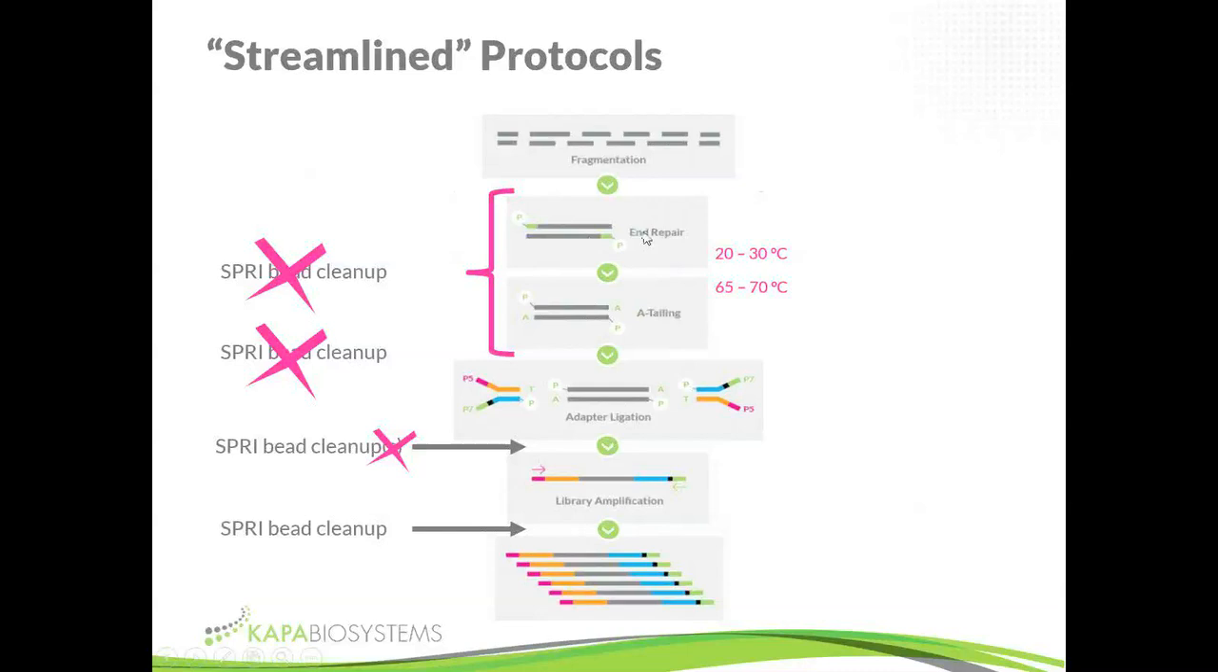And so there's no need for the SPRI cleanup between end-repair and A-tailing. It also eliminates the SPRI cleanup between A-tailing and ligation. Where you would go end-repair, clean up, start from scratch, A-tailing, clean up, start from scratch, with the streamlined protocol all of this is additive. So you start with 50 microliters of DNA, add 20 microliters, add 10 microliters, add another 20 microliters. By the time you get to ligation, you have a pretty big reaction at this point. But the chemistries are designed to be additive.